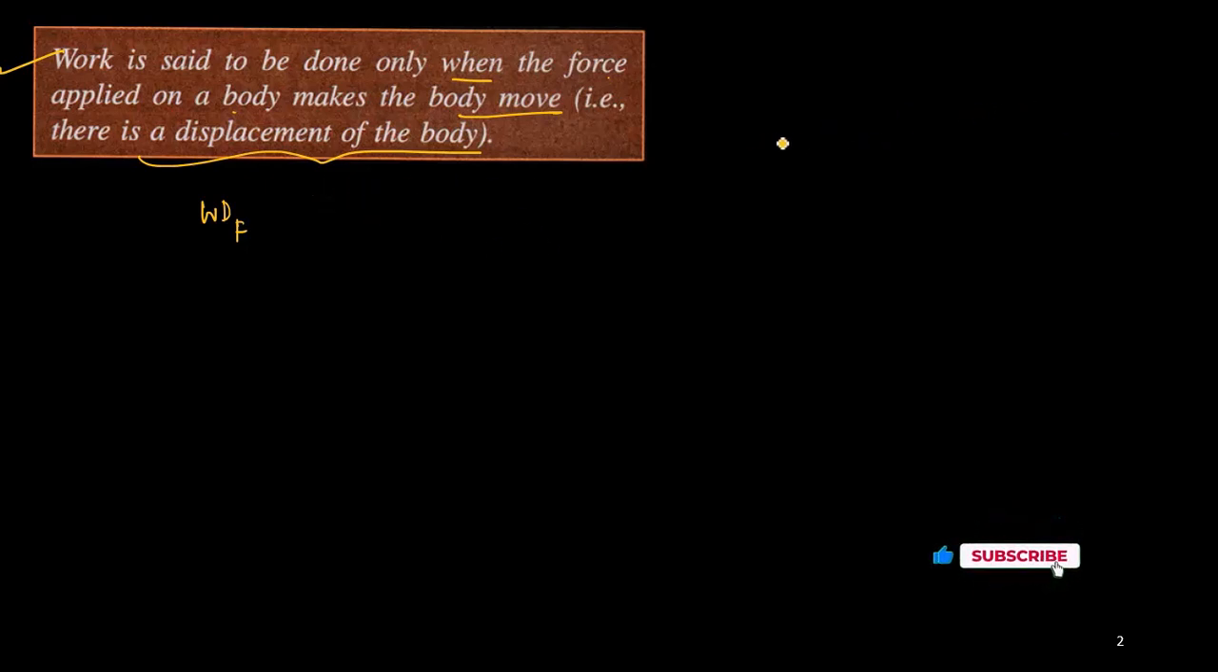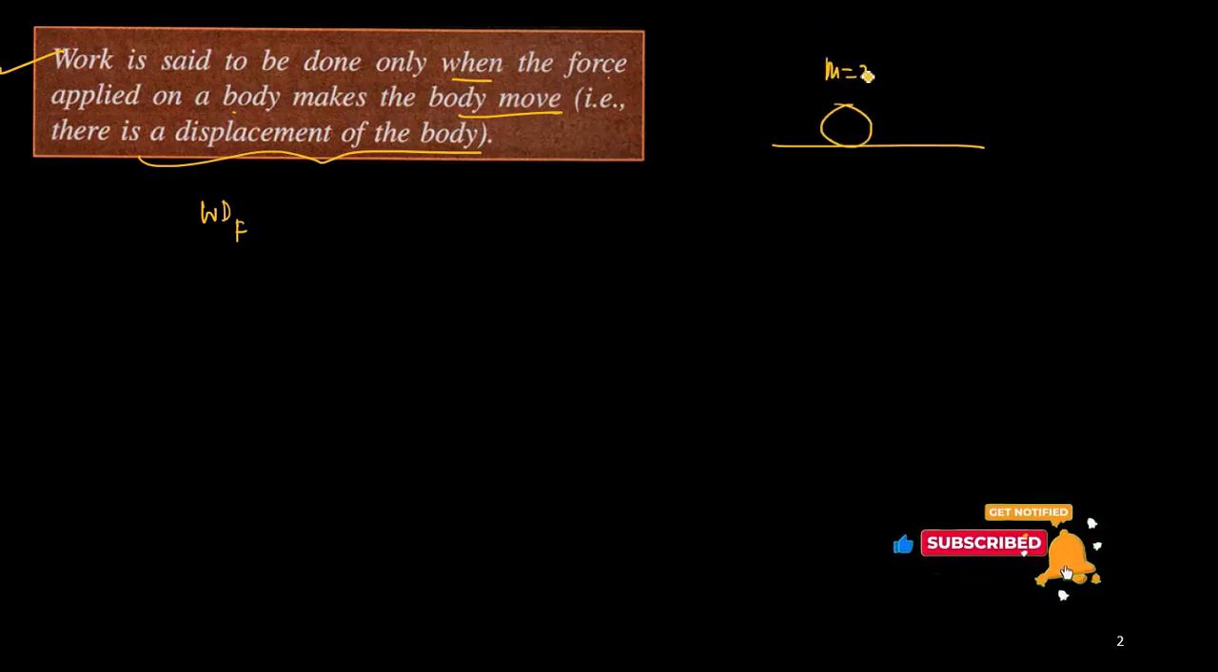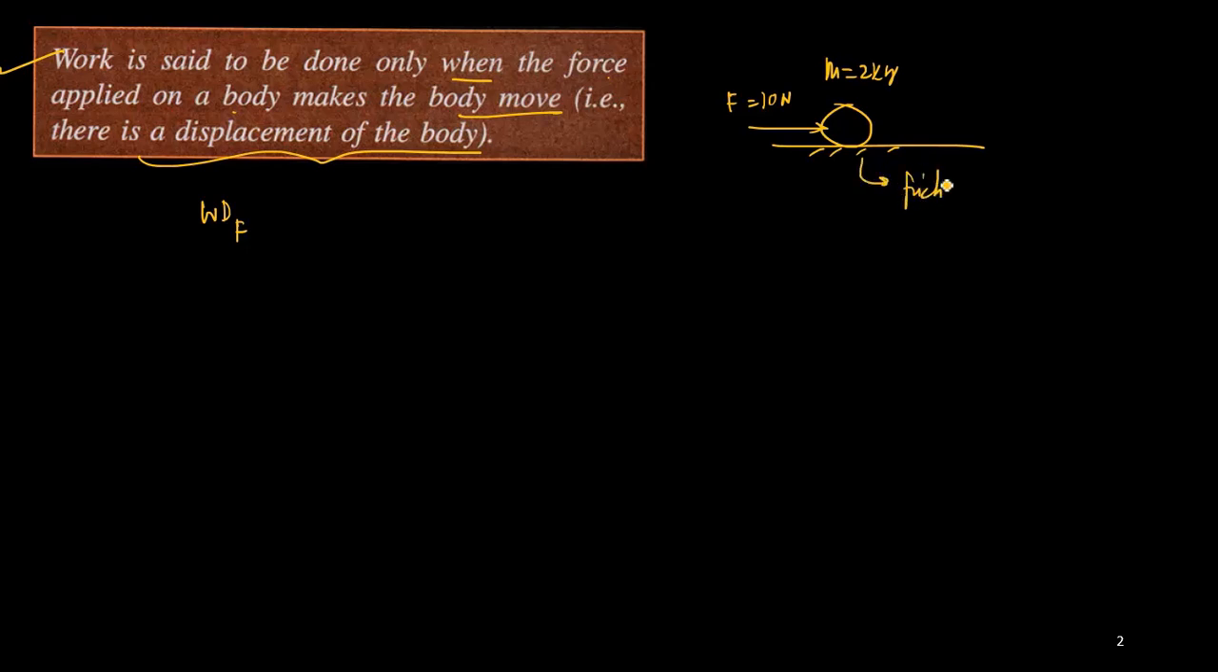Let us say there is a body resting on the ground, and its mass is 2 kg. If I apply a force of, let us say, 10 Newton on this body, the particle will be displaced. Say there is no friction acting here. Because of this force, an acceleration is produced, a equals F by m, that is 10 by 2, which is 5 meter per second square. With this 5 meter per second square, the particle will move.